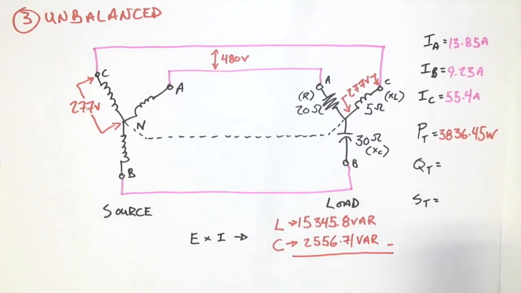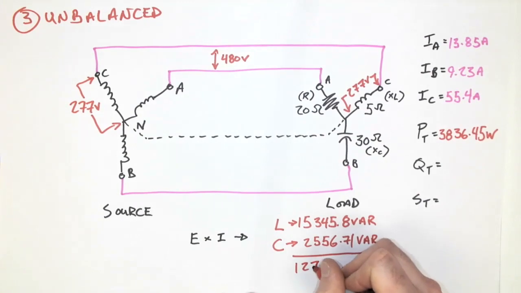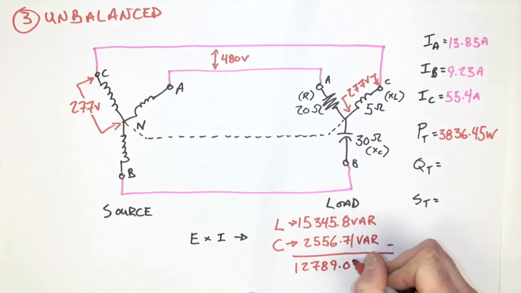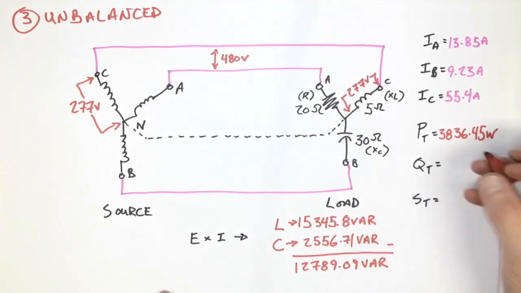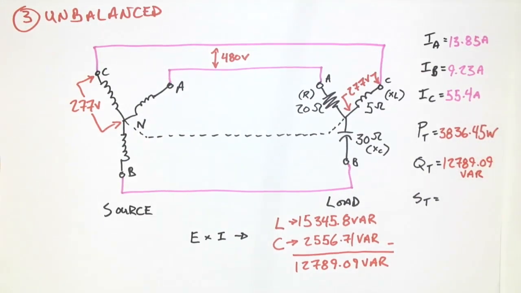We're going to subtract the two. So 15,345.8 minus 2556.71. And I end up with 12,789.09 var. So that would be the resultant or the leftover, the remainder vars. And so we can place it up here in Q total, 12,789.09 VAR.